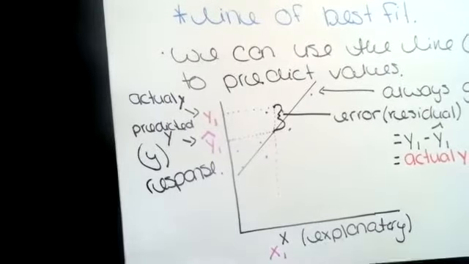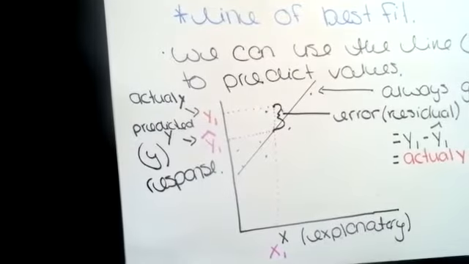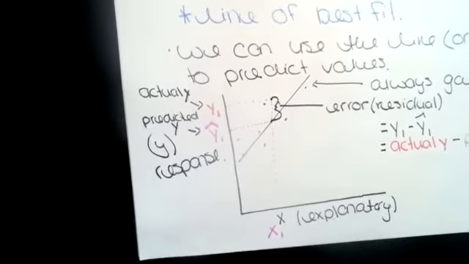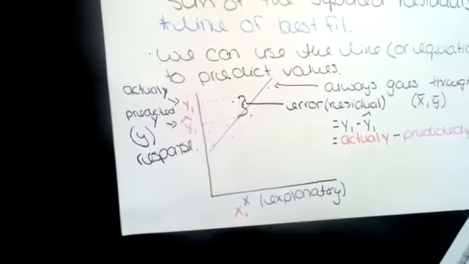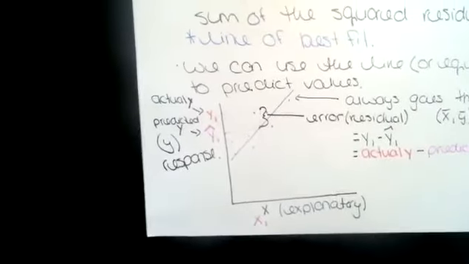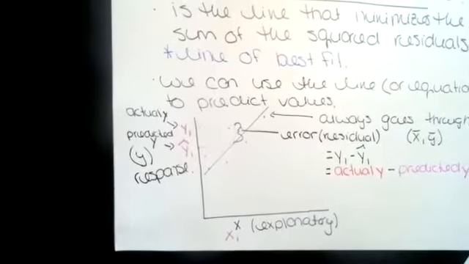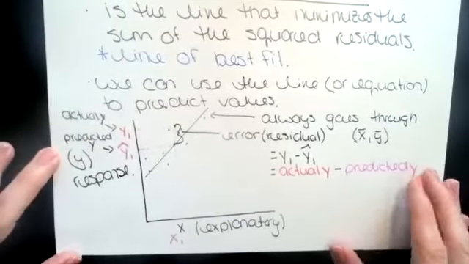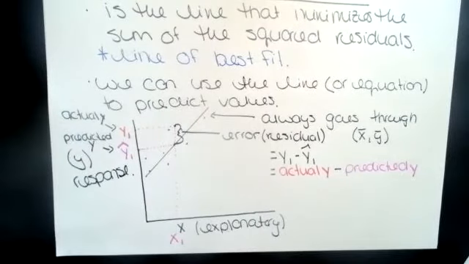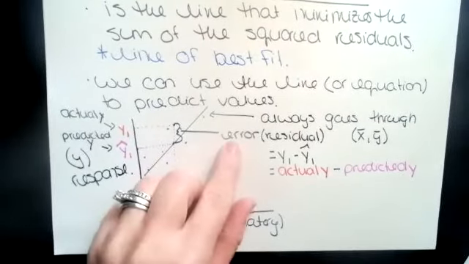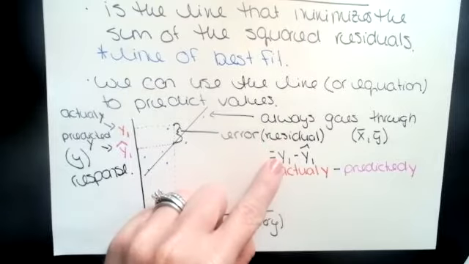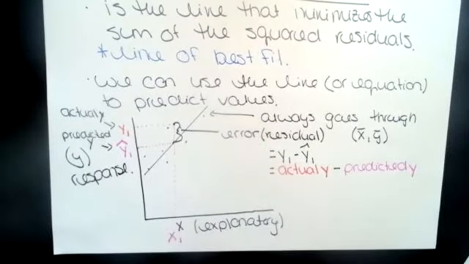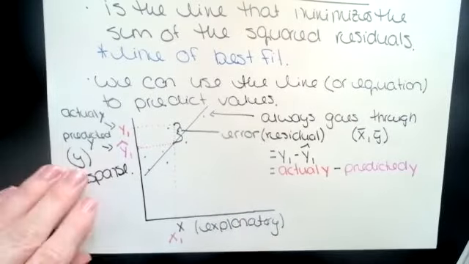I will have these all scanned in so you can always go back and review this if you didn't get it the first time. Sorry if that makes anyone dizzy by me constantly shifting this. Okay, so that's our visual, that's what's going on. If we want to calculate the error or the residual, it's equal to my actual minus my predicted.